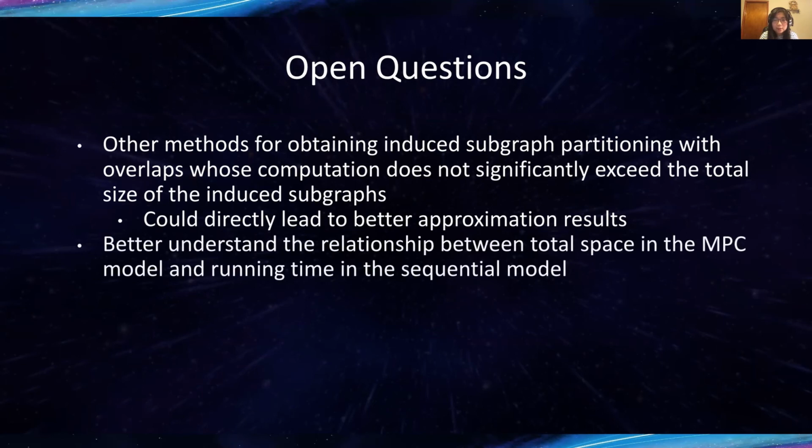Throughout our study, we noticed that our total space bounds often match the time bounds of the sequential algorithms in the sequential model. Is there a clear reason why this is the case? We would be very interested in obtaining a better understanding of the relationship between total space in the MPC model and the running time of similar algorithms in the sequential model.